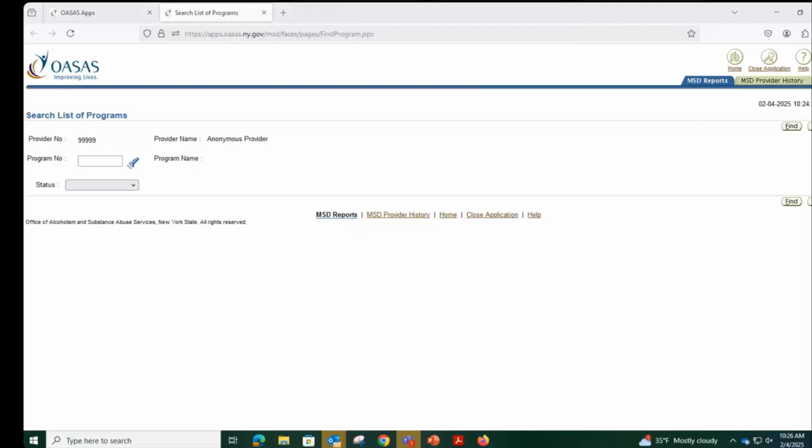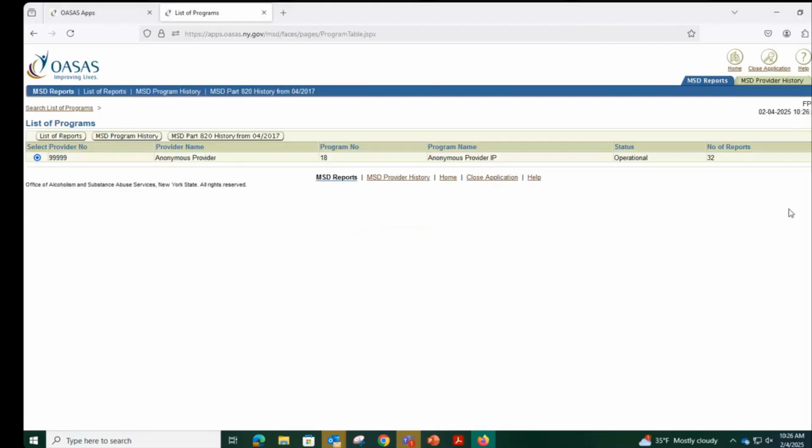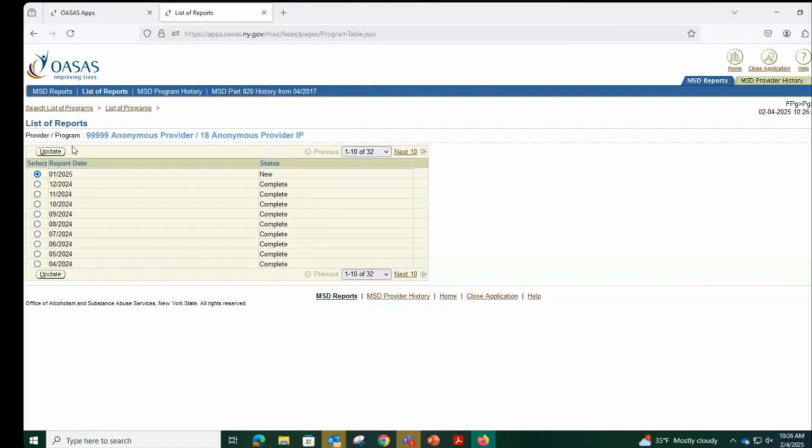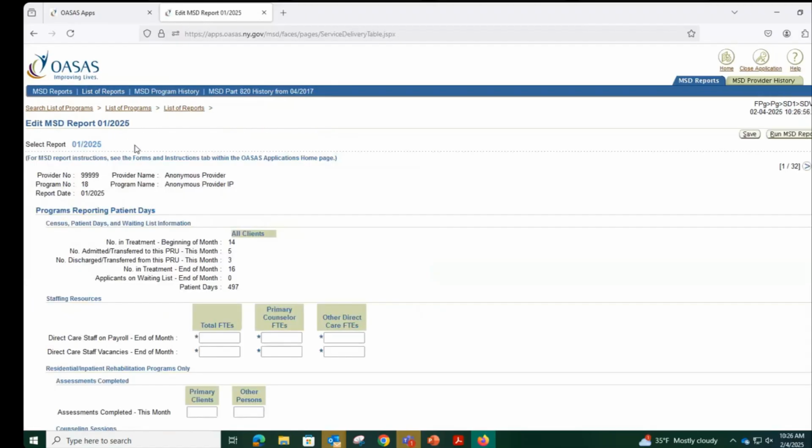Okay. So again, we're back to the screen where we will select a program. And choose 18. And we're working on a patient days program, which is an inpatient or residential program that is not a Part 820. It defaults to the most recent MSD, which was January. And clicking update, it takes me to the screen.